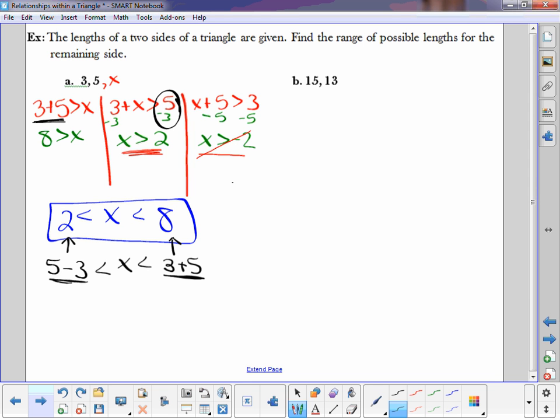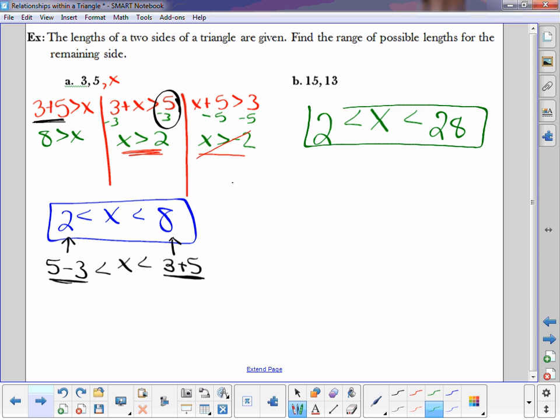So if we take a look at B, I can actually go straight to my answer. That third possible side, we go ahead and subtract these. What's 15 minus 13? 2. And add them. 15 plus 13. 28. And that is my answer. You are welcome to go through this long, drawn-out method. That is the reason why we can do what we just did.